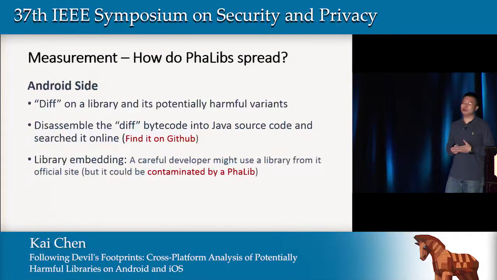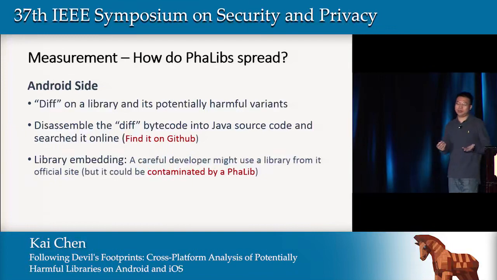So the next question is, we want to understand how potentially harmful libraries spread. We do this on the Android side. We use a normal version, the clean version, and we use its variants, the potentially harmful library, and we compare them and do a diff. We find the different code, disassemble the diff bytecode into Java source code, and search the source code online. Finally, we find that it is on GitHub. That means some attackers repackage this library and put it online for others to download. This is one way to spread potentially harmful libraries.